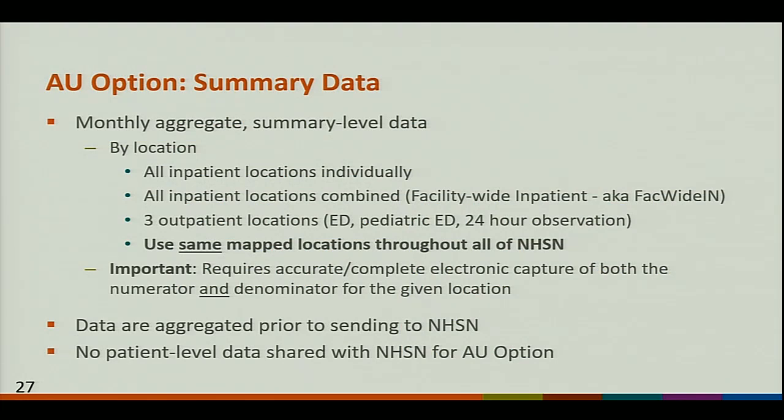So our AU option data are submitted monthly. They are a monthly aggregate of summary level data. So when you submit them to NHSN, they are already rolled up to the individual patient care location. So we do not have any patient level information. It's already rolled up to the individual patient care unit level by the time it gets to NHSN.